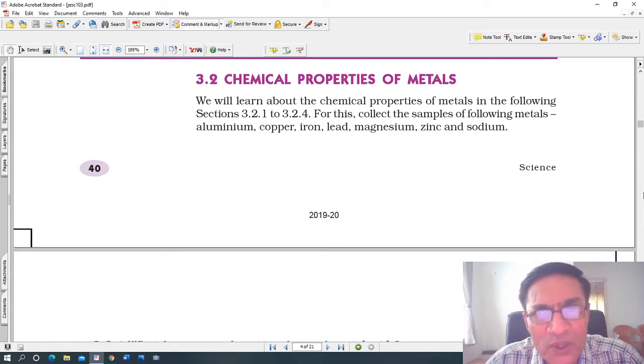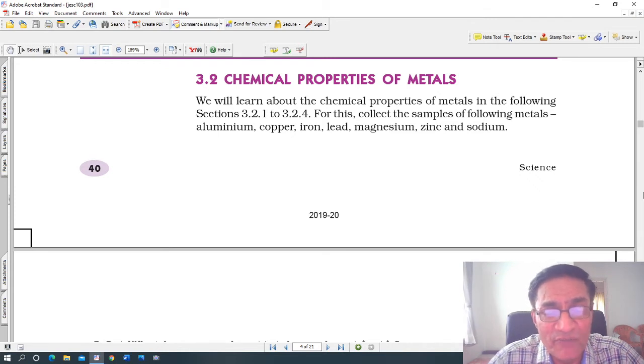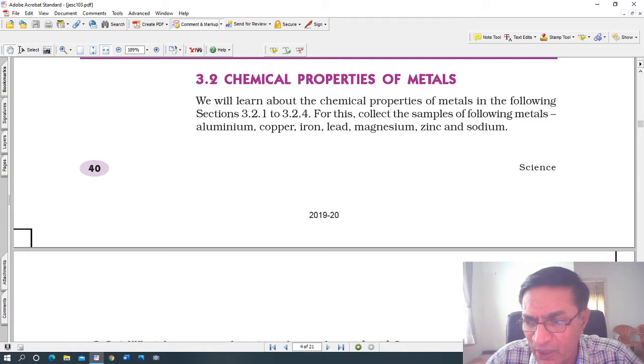Now, chemical properties of metals. So now this is important. This is where real chemistry begins. Physical properties are different. They are physical properties. They have nothing to do with chemical combination. Okay. So now let us see chemical properties of some of the samples here.